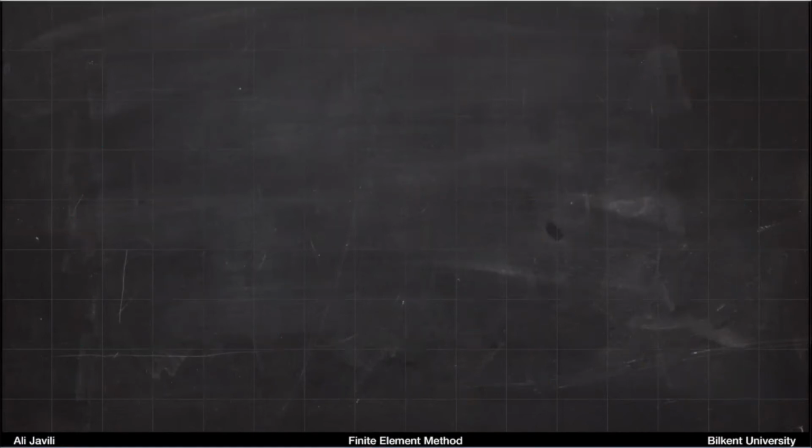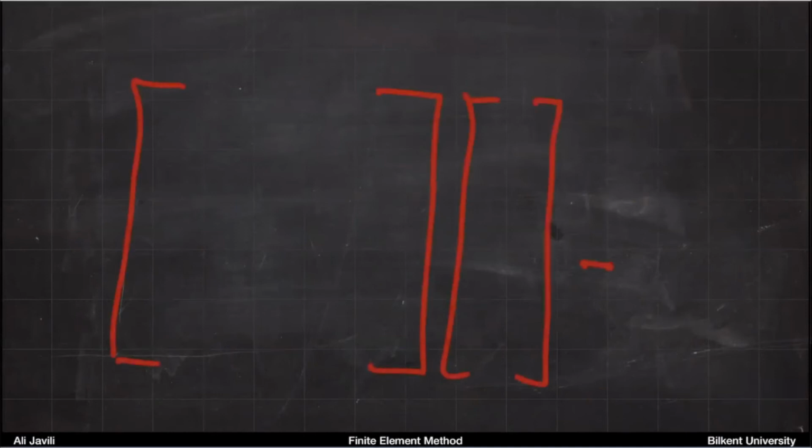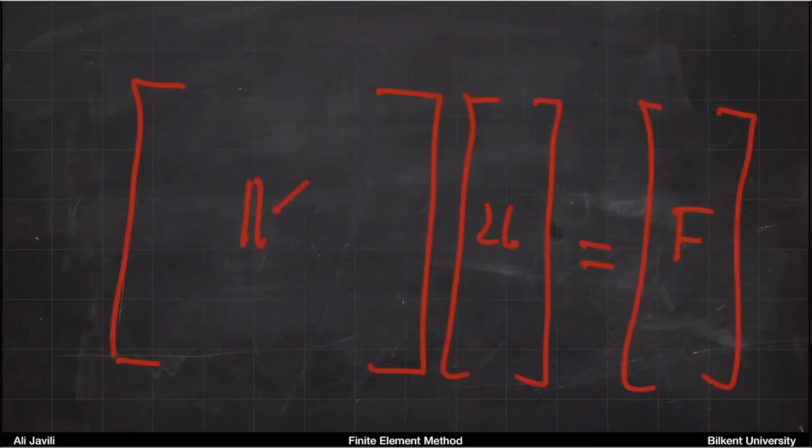I'm not sure if I understood the question, but let's say at some point you want to solve a system which looks like this, right? It's KU equals F. So this would be all the forces, this would be all the displacements, and this would be your stiffness matrix. Is that the question?